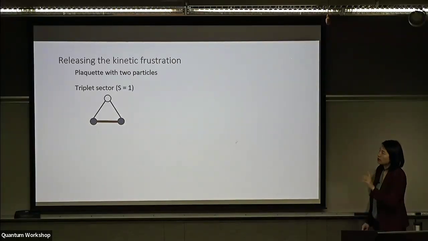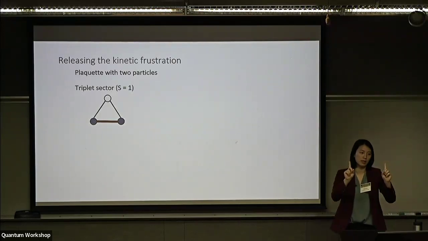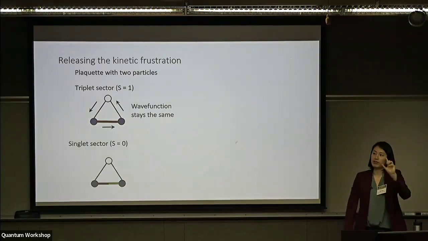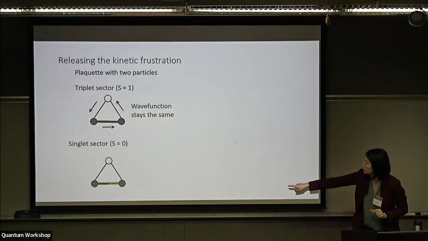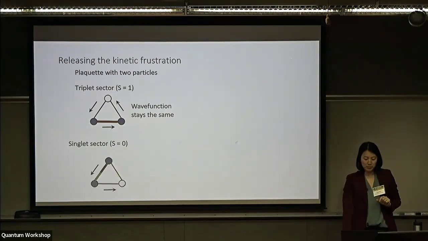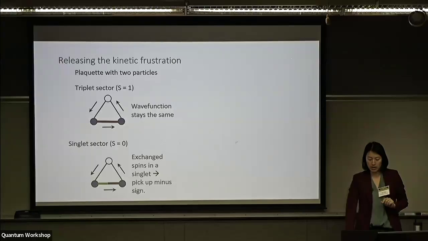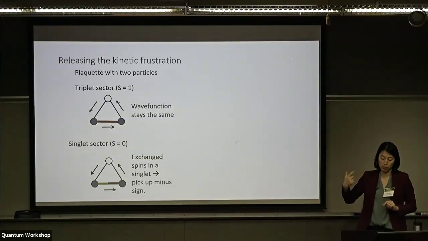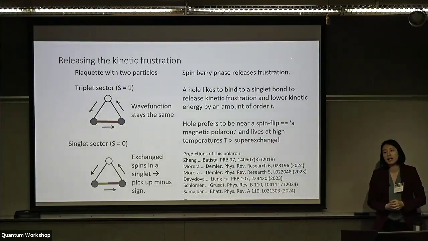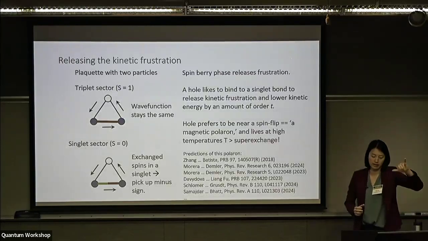So now, if you have a hole next to a spin triplet on both sites, if you tunnel once around this plaquette, your wave function will stay the same. However, if your hole is next to a spin flip, sorry, maybe the colors are not so distinct here, but it's supposed to be dark red and green on the bottom, and you tunnel once around this plaquette, your wave function actually picks up a global minus sign at the end. Some people call this the spin Berry phase. It actually heals the opposite sign in the Hubbard model.